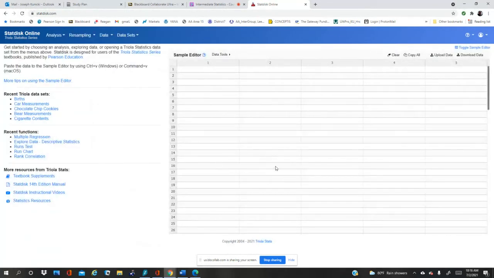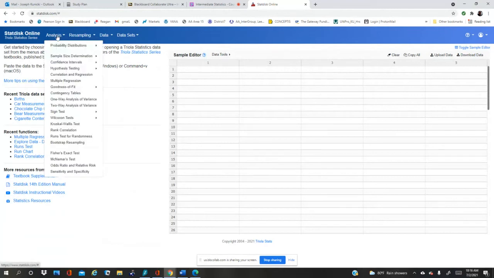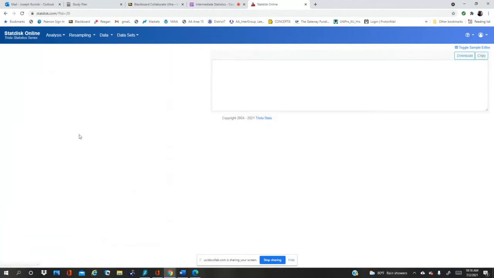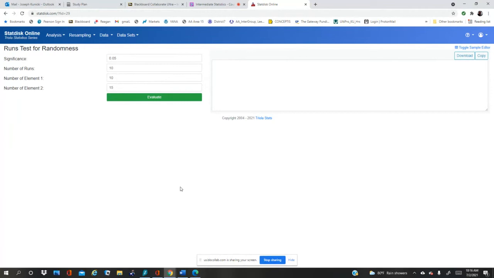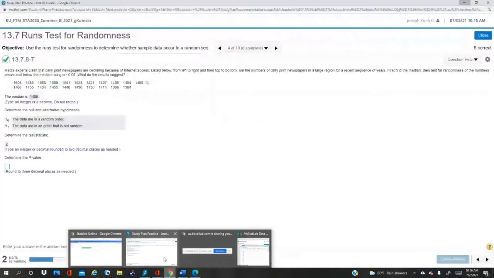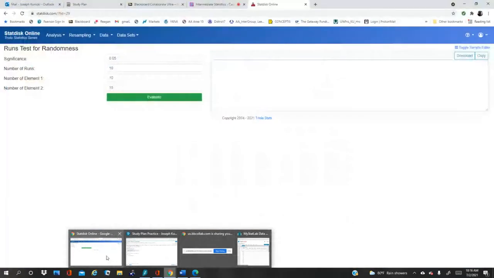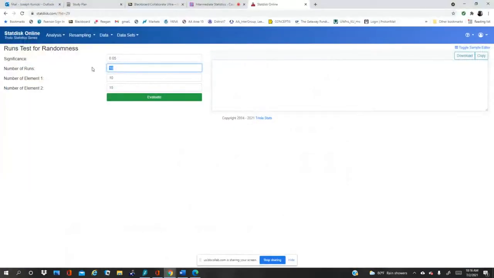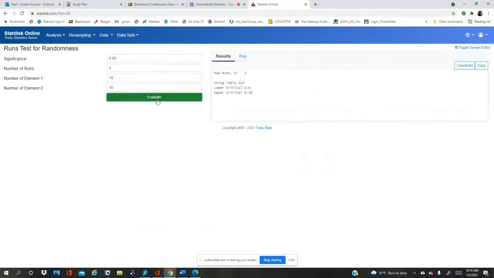Okay, so there's StatDisk. So I open up analysis, runs for randomness, and I tell it it was at the 0.05 level. Let me double check. Yeah, there it is, 0.05 level. So I go back to StatDisk. Number of runs is 2. The number of elements in both sets is 10, because there's 10 above, 10 below. Okay, so they don't give us the p-value here either, so we have to calculate it.